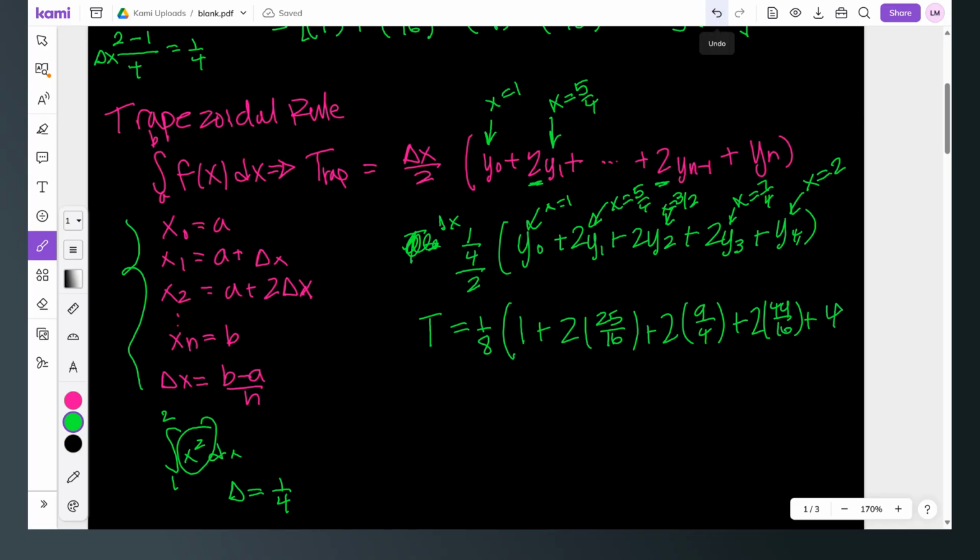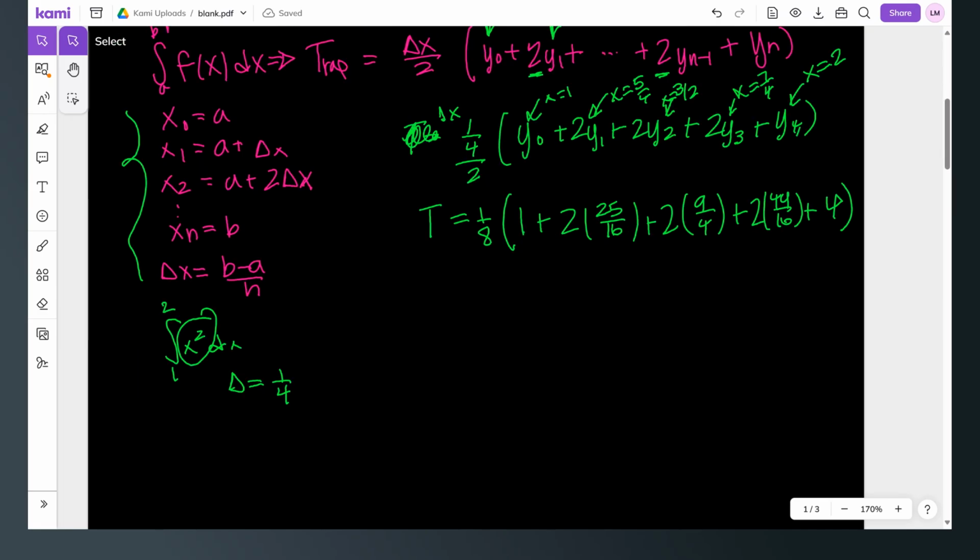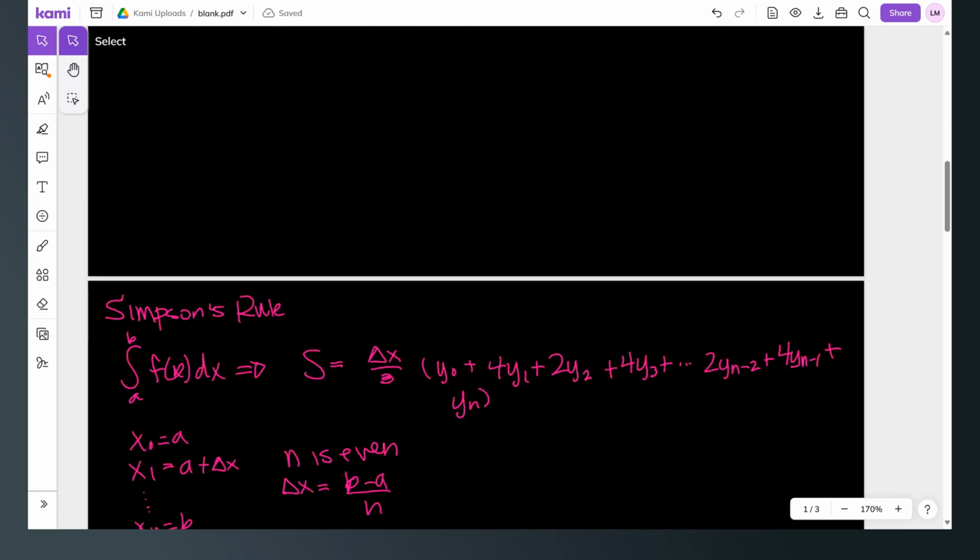All right, and then I can add all those up and approximate it, and then we can compare it to the actual value. All right, last one. By the way, comparing to the actual value gives us the error analysis as well.